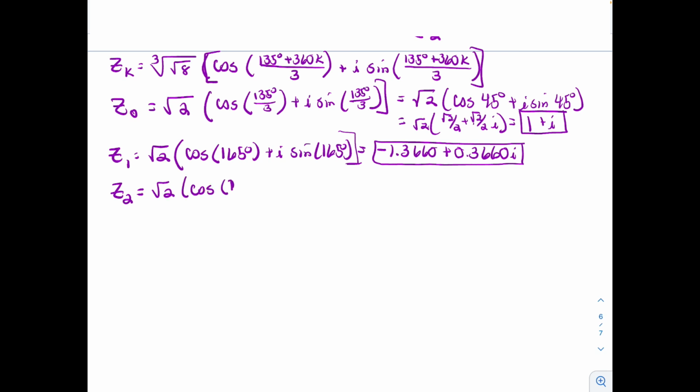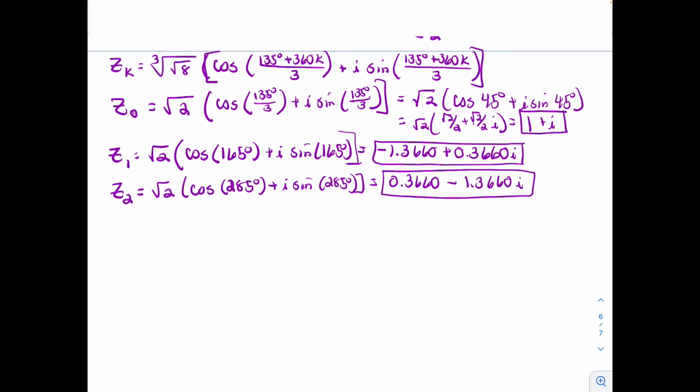All right, our last root, z sub 2, is equal to the square root of 2 times cosine. This time k is 2, so that's 135 degrees plus 720 divided by 3, which is 285 degrees. That's also an angle that's not on the unit circle, and so I'm going to use my calculator, and I end up that my answer is 0.3660 minus 1.3660i, rounded to 4 decimal places. And now we found the 3 cube roots of this function using our nth root theorem.